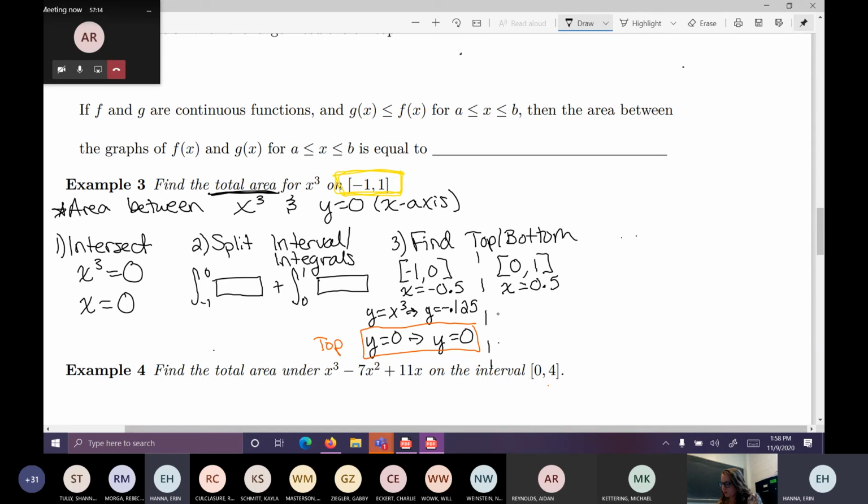And then here, if we plug in positive 0.5, if we plug it into x cubed, we'll get positive 0.125. And if I plug it into y equals 0, I'm just going to get 0. Which one's the larger number in that case? Positive 0.125.